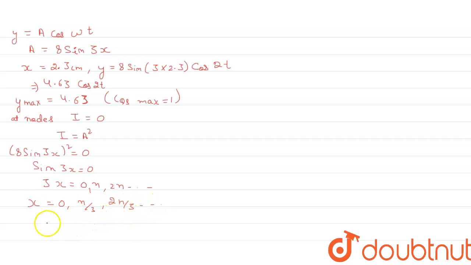At antinode, it is always formed between two nodes in a standing wave. Right? Therefore, x will be equal to pi by 6, pi by 2 or 5 pi by 6. That will be the answer for the given question.